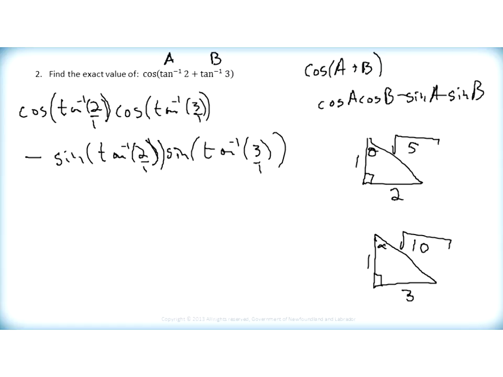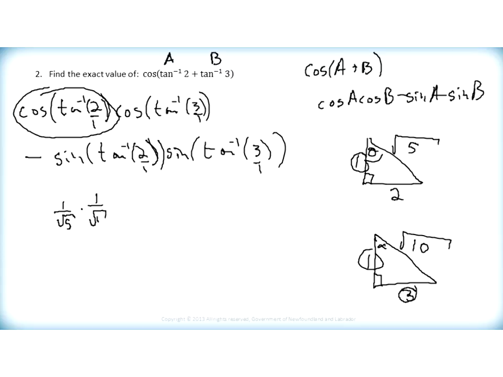10. Okay, so what that tells me is that the cosine of the angle that has the 2 on its triangle is going to be equal to 1 over square root 5. So I've got the cosine business here. This one is going to be 1 over square root 5. And the cosine of the angle that has the 3 on its triangle is going to be 1 over the square root of 10.